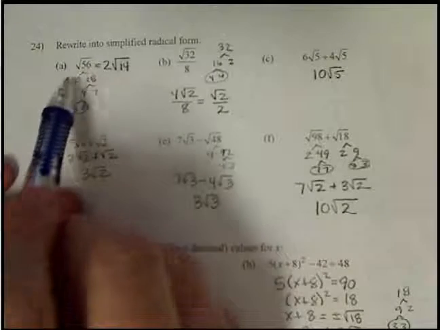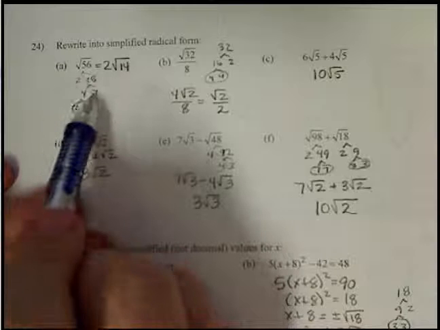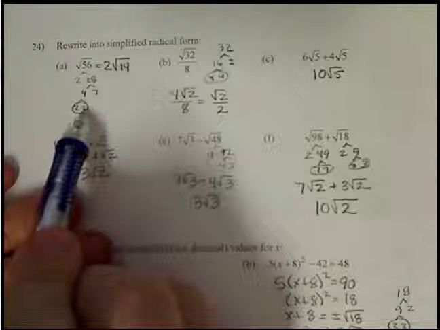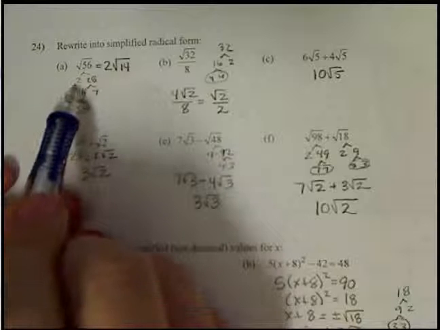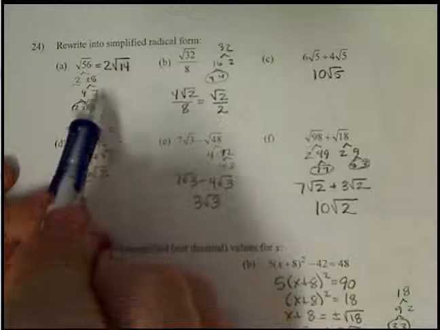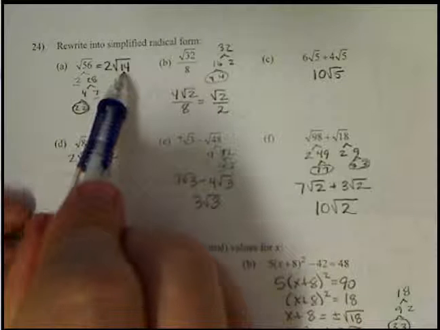For simplifying square roots, remember you're going to make a factor tree. 2 times 28. 28 is 4 times 7. 4 breaks down to 2 times 2. Take a pair of 2's out. 2 and 7 is left inside. So it's 2 root 14.